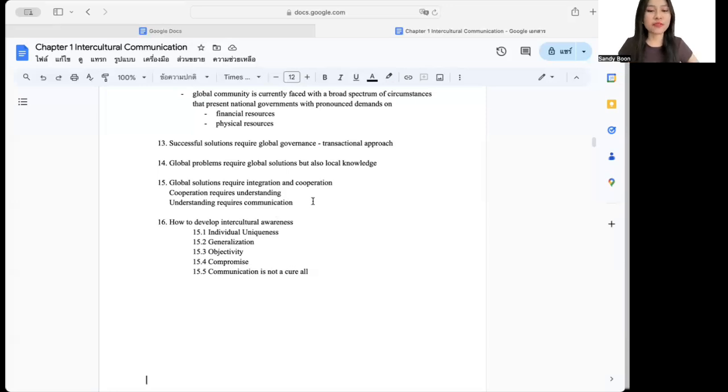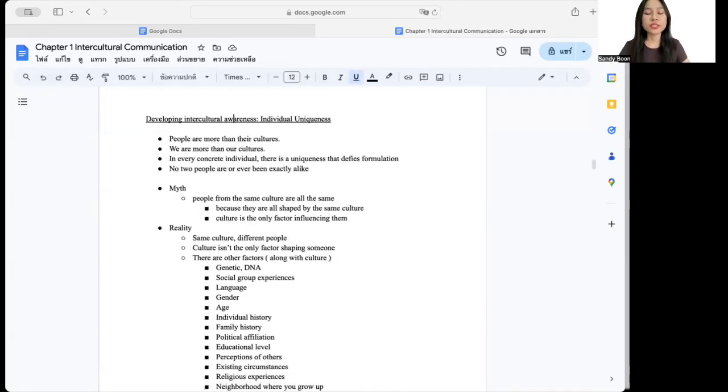Next, we're going to move on to a very interesting part of chapter one, which is how to develop intercultural awareness, or number 16. And we have five subtopics in order to develop intercultural awareness. This one is my personal favorite, individual uniqueness. The key idea, if you want to develop intercultural awareness, is to understand that every individual has his or her own uniqueness. We need to begin from the myth.